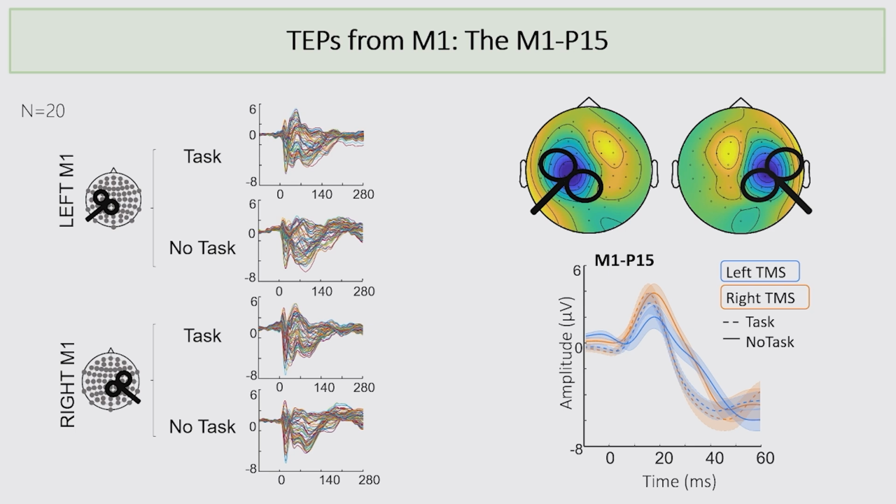under the coil. But we noticed that at the same latency, there is also a positivity that is on the contralateral hemisphere. This potential has been mostly neglected in current literature, possibly because it has been interpreted as the other side of the dipole that generates the N15. But we tested an alternative hypothesis that this positivity could represent a different activation. So we call this positivity M1P15.